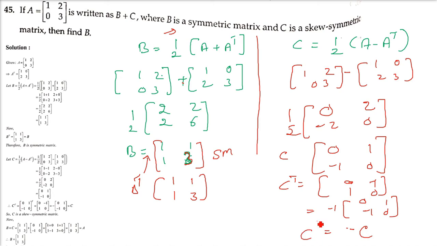So what do you get? This B is symmetric and C is skew symmetric. Now you have to add B and C also and show that it comes to the original matrix A. So this 1 and 1, 2, this is going to be 2, 1 and 1 minus 1, 0, and then 3 plus 0 is 3. So this is A. This is your original matrix.